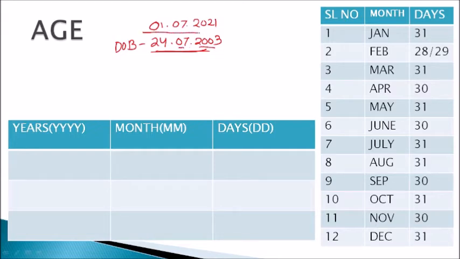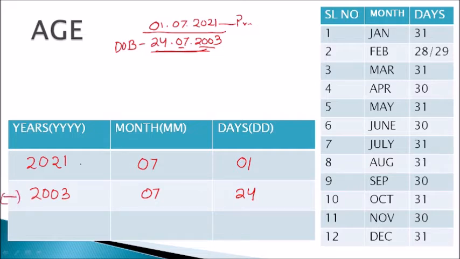First of all we'll write the present date. First of all we'll write the year here, that is 2021, and in case of month it's 7, that is July, and in case of day it's 1st July. Then you will write the date of birth of that child, that is 2003, and in case of month it's 7 again, and in case of day here it's 24. Now this one is a little bit trickier. We have to subtract the lower number from the upper one.